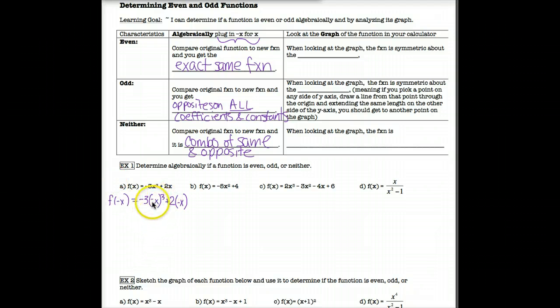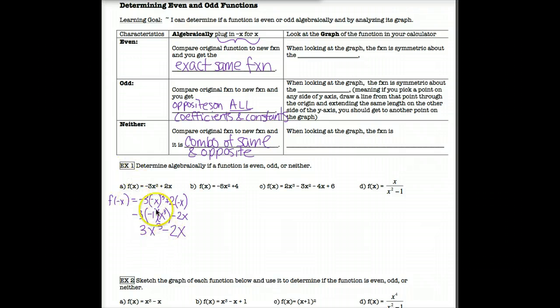Here, exponents need to come first, and I have to cube everything that's in that parenthesis. So I cube the negative 1, and that gives me negative 1, and then I cube the x to give me x cubed. So I've got negative 3 times negative 1 times x cubed there, because again, power of a product means this cube needs to go on both that negative 1 and the x. Over here, this is just multiplication, and that's going to give me negative 2x. So this here, negative 3 times negative 1 is positive 3. So I've got positive 3x cubed minus 2x.